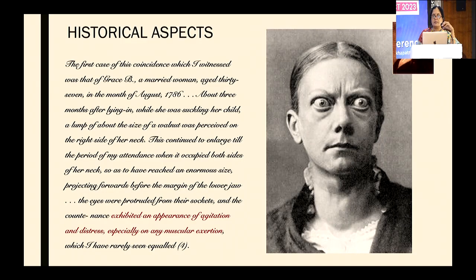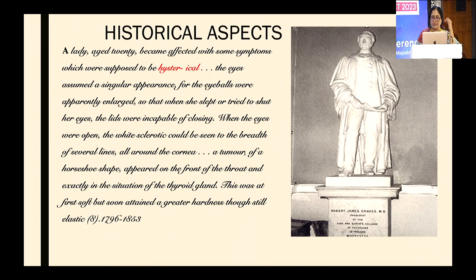So therefore, searching history, we found that many of these people were thought to be psychologically affected. If you see what I have underlined in red, this is Parry, Caleb Parry has written a treatise about a patient he saw in 1786. After delivery, we know thyroid hormones change suddenly after the onset of menarche, delivery, menopause, and what they saw was that the patient exhibited an appearance of agitation and distress, especially on any muscular exertion. So that tells us that there was a psychosocial element which was recognized even then.